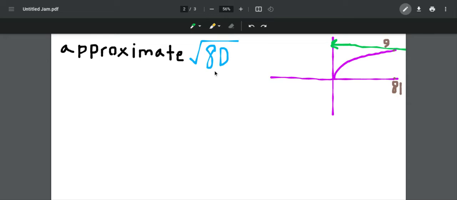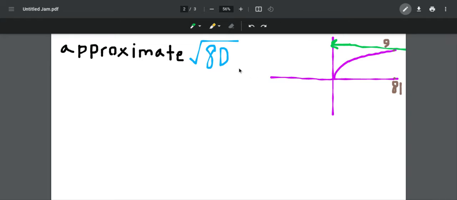So first of all, if you want to use linear approximation for the square root of 80, we need to know the function. The function we're working with in this question is square root of x. I have graphed square root of x. This is the purple line in the first quadrant.